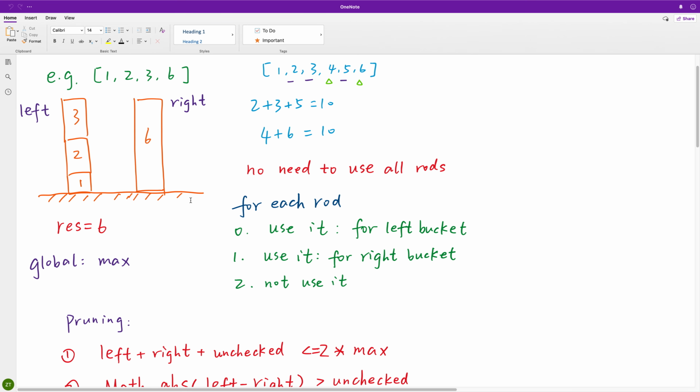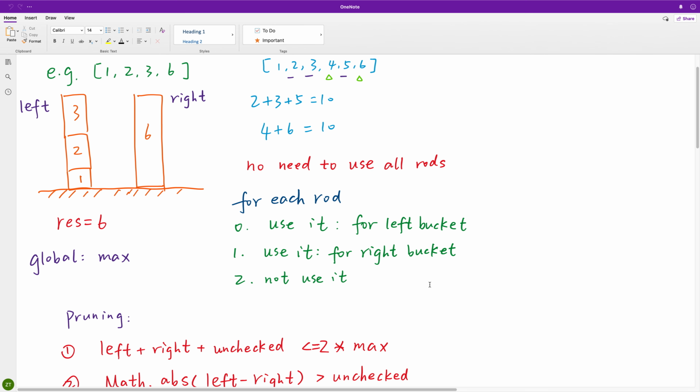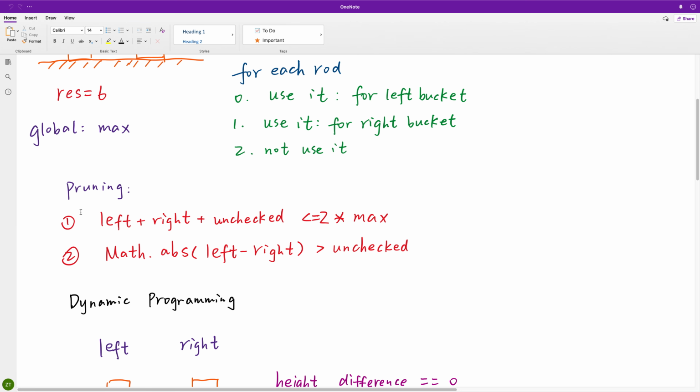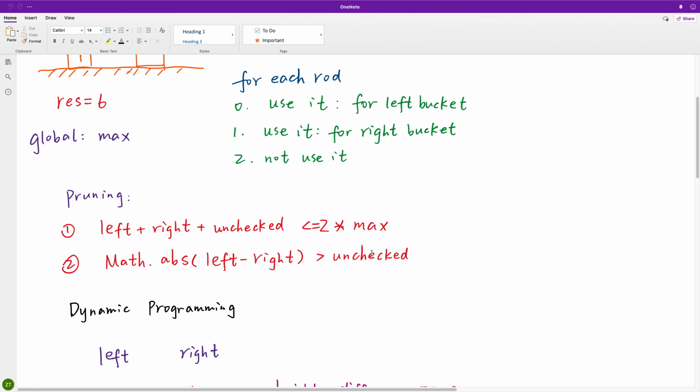Previously, we solved it with two buckets or two sets, left and right. And for each rod, we have three cases. One is to use it for the left bucket. The other is to use it for the right bucket. The third case is we don't use it. We just try every possible combination, and we use some pruning, but currently it will not pass the cases.